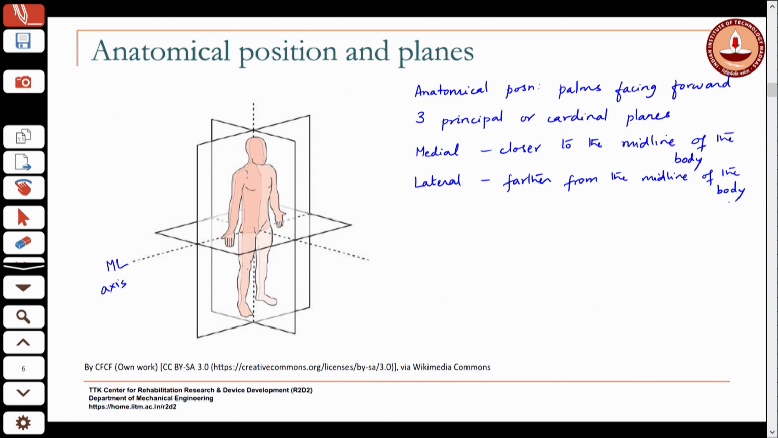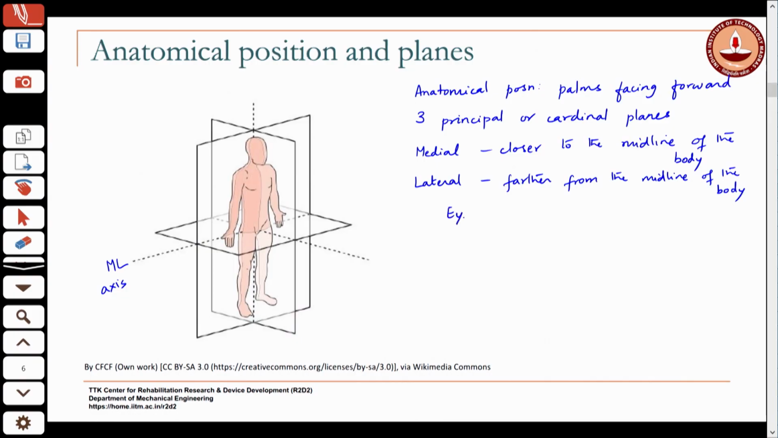Now, take your eye. Your eye is medial to your ear, right? The eye is closer to the midline than the ear is, or in other words I can say the ear is lateral to the eye. Okay. So, I can say the eye is medial to the ear, or the ear is lateral to the eye. Okay. That is with reference to the midline of the body.